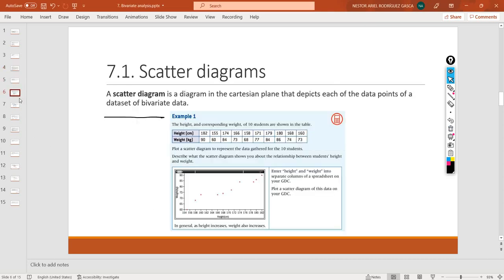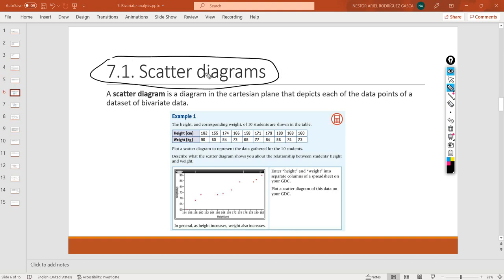I want to skip this one. So now, what is a scatter diagram? Now let's go into the first subtopic, 7.1, scatter diagrams, diagramas de dispersión en español.